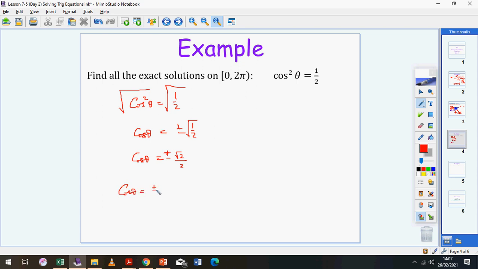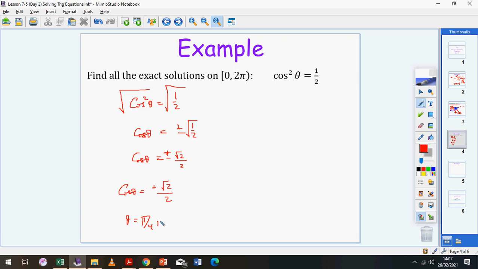And if that's the case, then theta is 45 degrees, which is pi over 4. And then in the fourth quadrant, theta is 8 pi over 4 minus pi over 4, 7 pi over 4, 315 degrees, right? That's if it is positive.